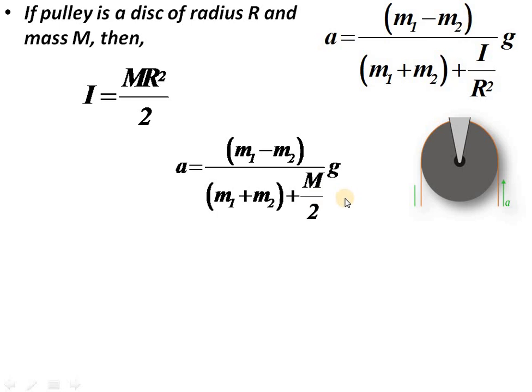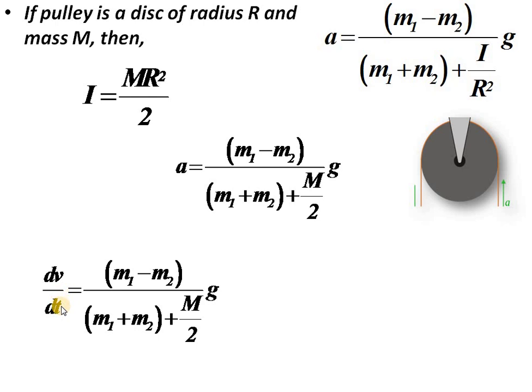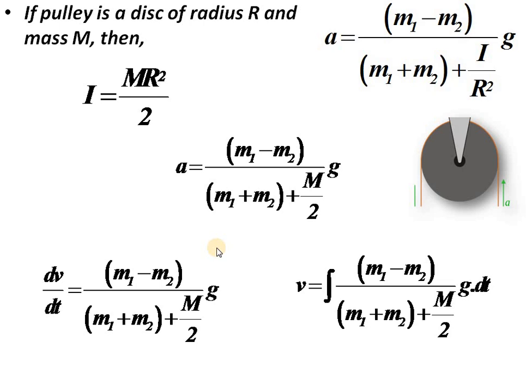So our expression now got modified, simplified, and now we have only masses here. And this is acceleration. So if you want to find out the velocity of the body, acceleration is equal to dv by dt. So you can replace your a with dv by dt. So we get dv by dt is equal to (m1 minus m2) by (m1 plus m2 plus m by 2) into g. Okay, so in order to find the velocity, you just integrate it.